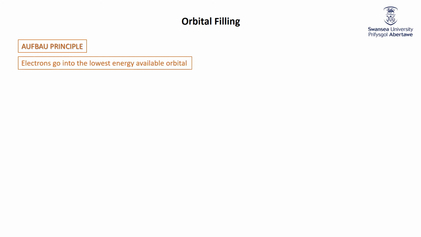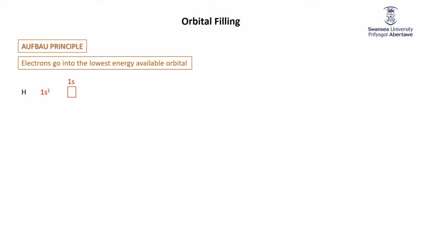So now, using the ideas of shells being split into subshells and subshells being split into orbitals according to specific rules, we can go ahead and finish off over the next 3 or 4 slides the whole electron configuration conversation here. Remember the Aufbau principle: electrons go into the lowest energy available orbital, orbitals being in subshells, subshells being in shells.